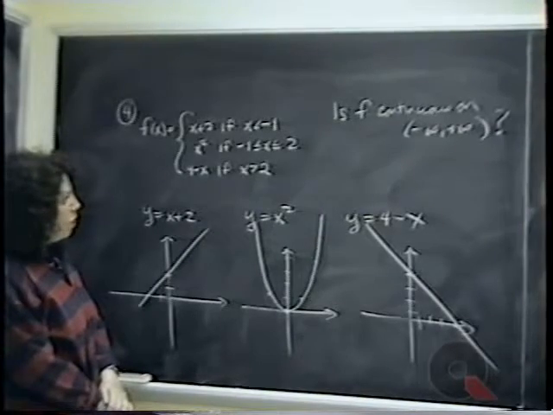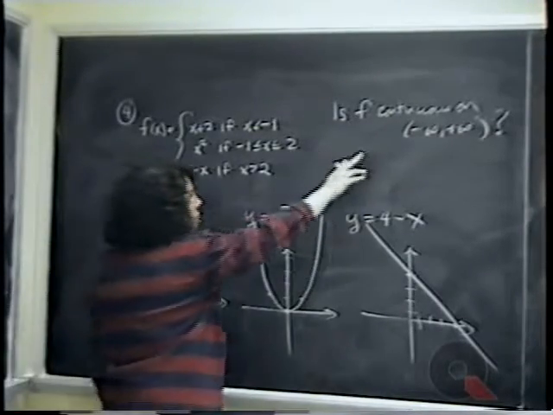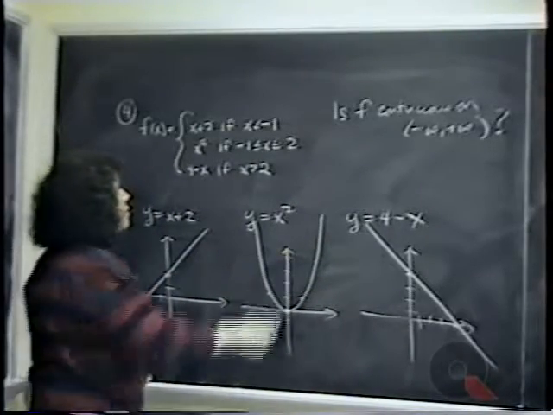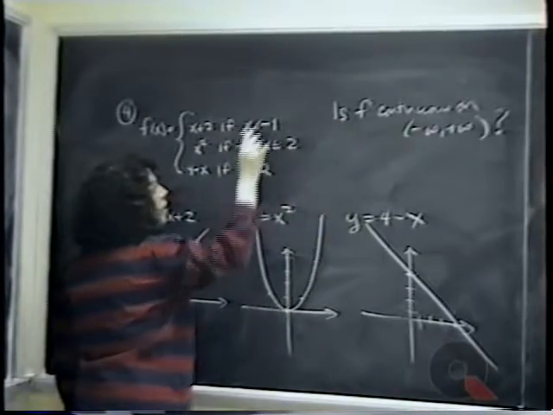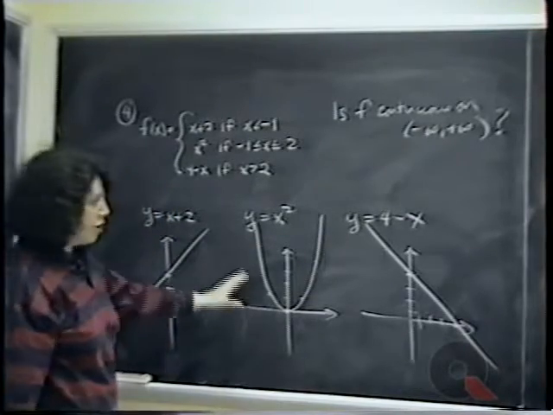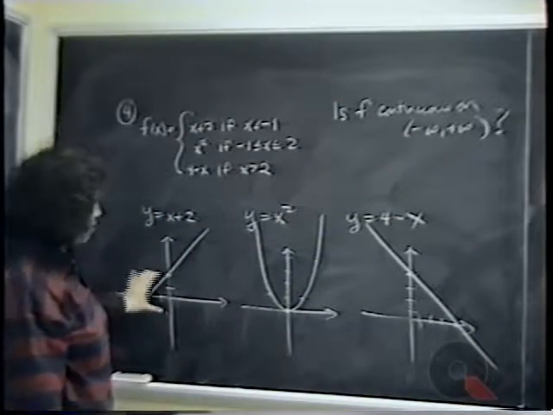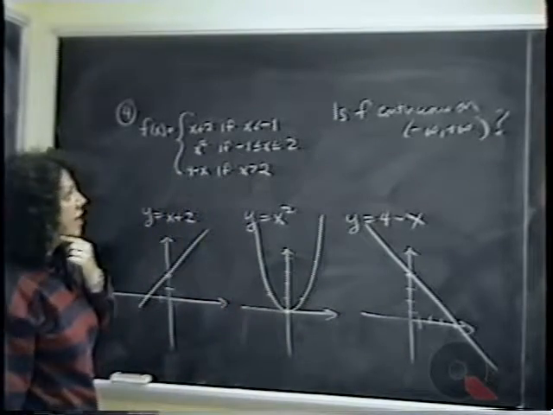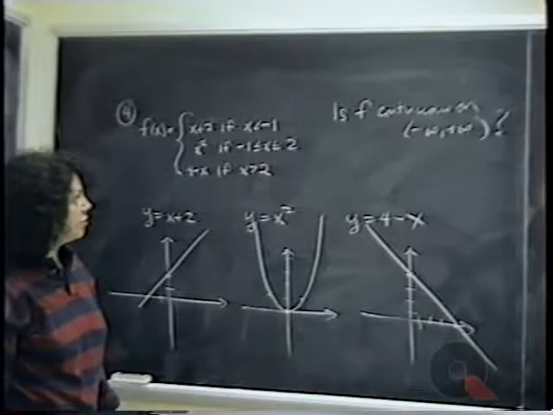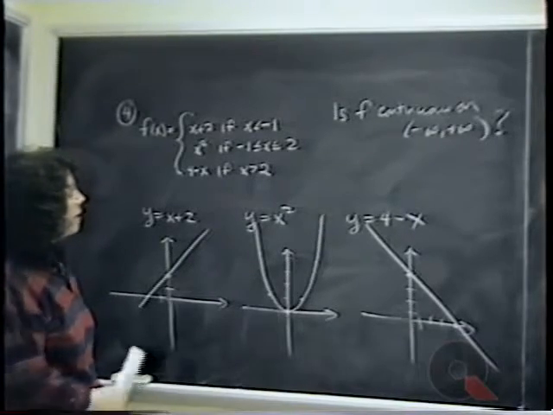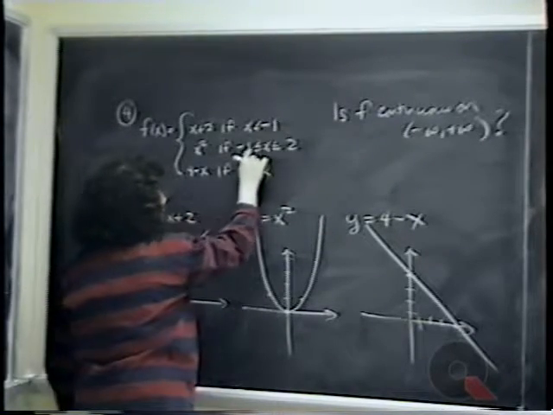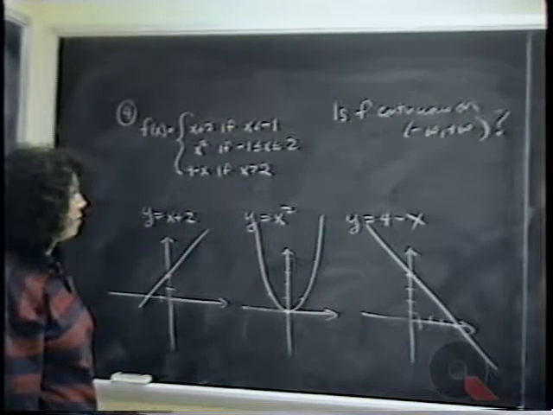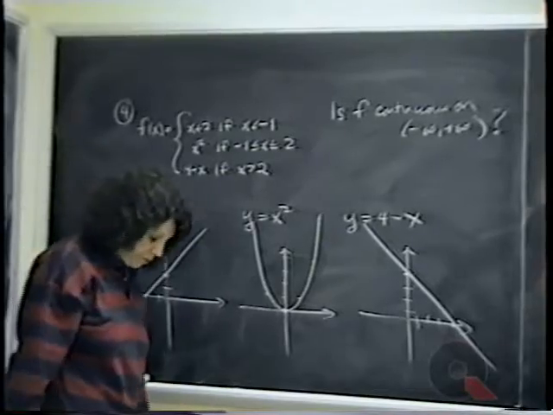So basically, the question, is f continuous on minus infinity to plus infinity, really comes down to, is f continuous at minus 1 and at 2? Because what we're going to do is a cut and paste job on these functions. We're going to take part of this function, part of this one, part of this, put them together, and see if the final result is continuous. So the only questionable spots would be these breaking points, minus 1 and 2, when you stop following one curve and start following the other curve. And that's what we have to determine.